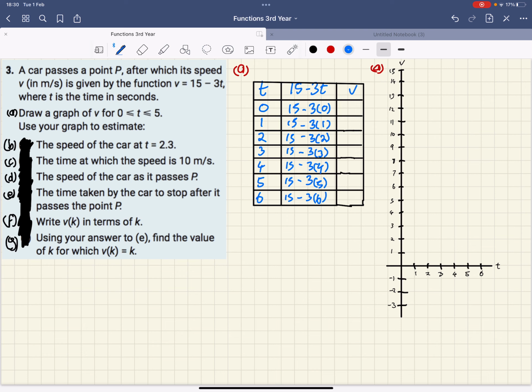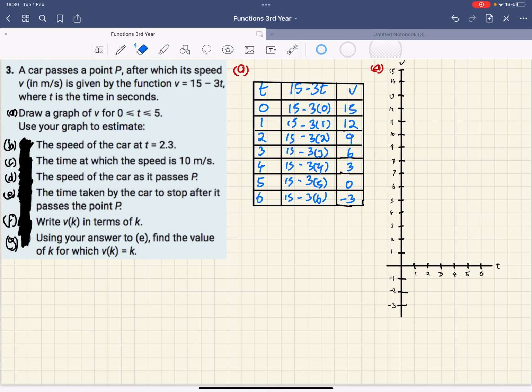So 15 minus 0 is 15. 15 minus 3 is 12. 15 minus 6 is 9. You might notice, if you remember number patterns, the linear pattern that's happening here: it's going down by the same amount, it's going down by 3. So this is going to be 6, 3, 0, minus 3.